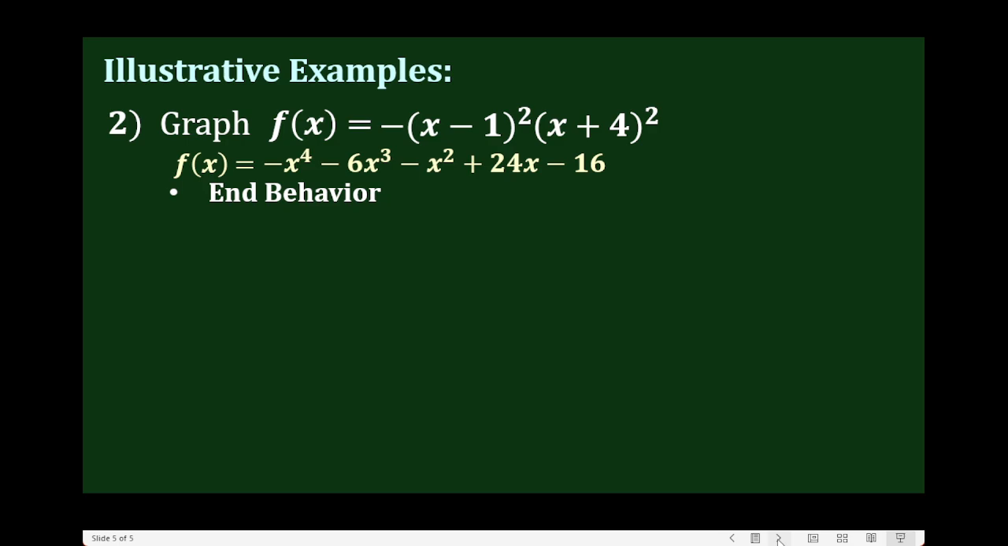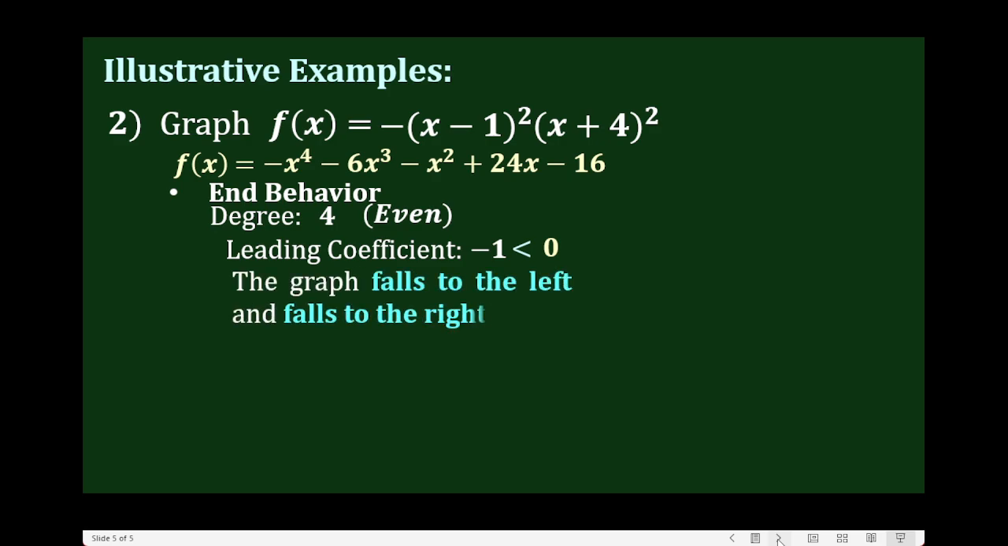So for the end behavior of the graph, the degree is 4, which is even, and the leading coefficient is -1, which is less than 0. So the end behavior is what? The graph falls to the left and falls to the right. And after the end behavior, we determine its x-intercept. So we can easily determine the intercepts by looking at the factored form.